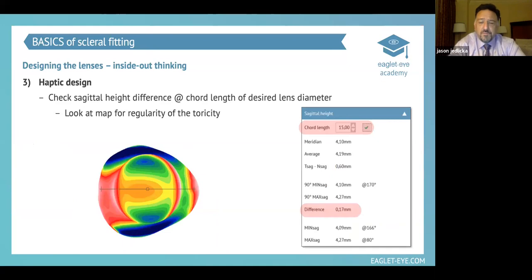Again, it's really helpful when we've decided the diameter of lens we want to work with to take our sagittal height data box in our map. There's so much data that we have available to us as fitters, and to put in there whatever chord length we choose, let's say 15 millimeters if we're fitting a 15 millimeter lens. And the instrument will tell us the sagittal height difference at 15 millimeters. It will tell us how much toricity we need to build into our lens in microns, in this case 170 microns of toricity.